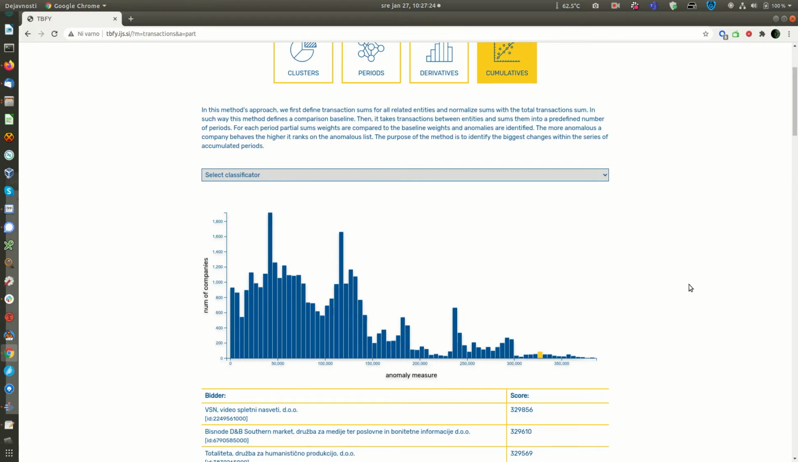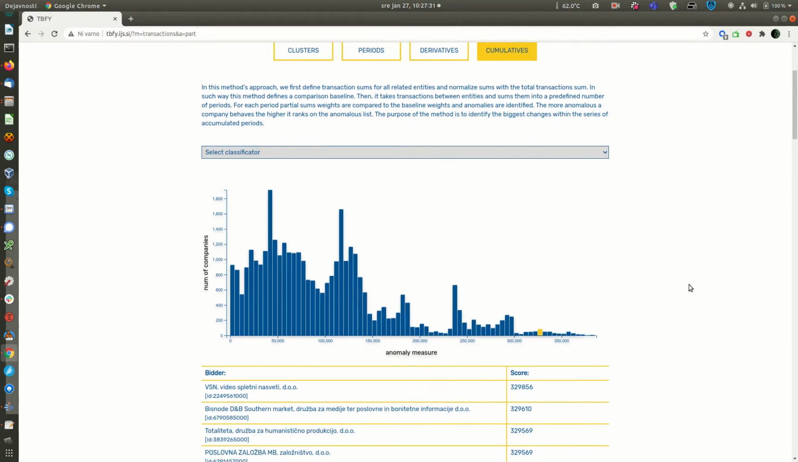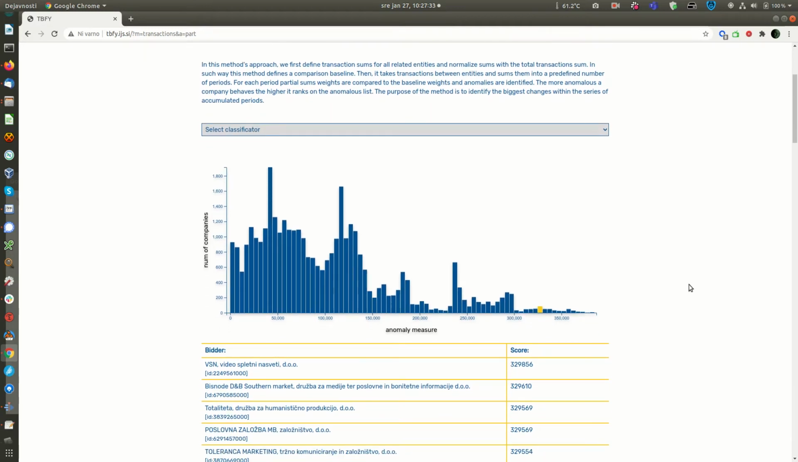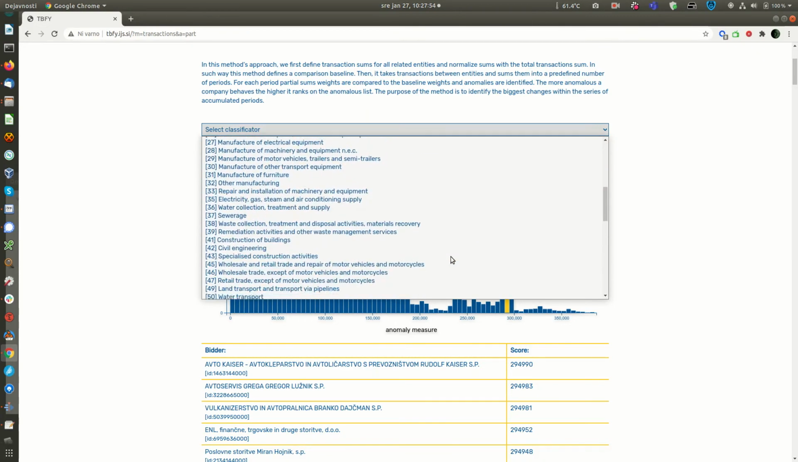Then it takes transactions between entities and sums them into a predefined number of periods. For each period, partial sums weights are compared to the baseline weights and anomalies are identified. The more anomalous a company behaves, the higher it ranks on the anomalous list. The purpose of the method is to identify the biggest changes within the series of accumulated periods.